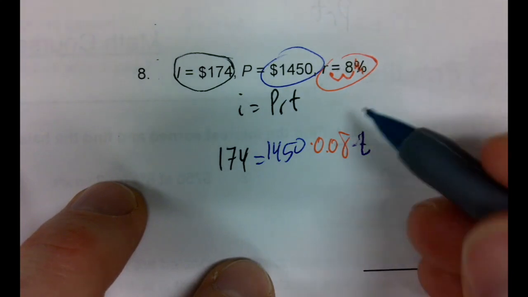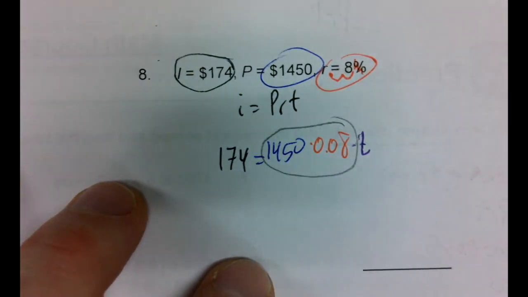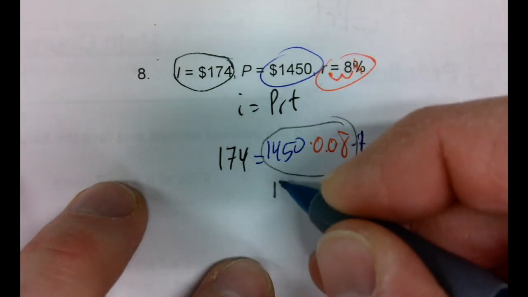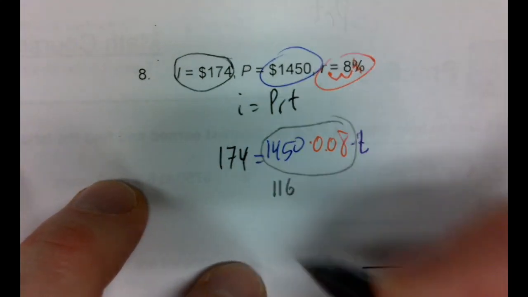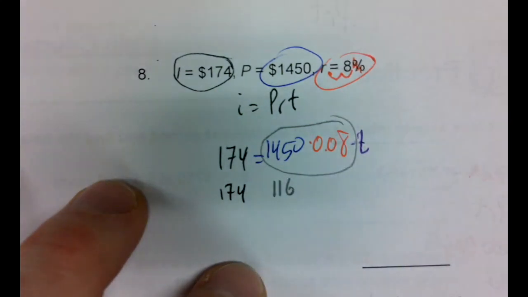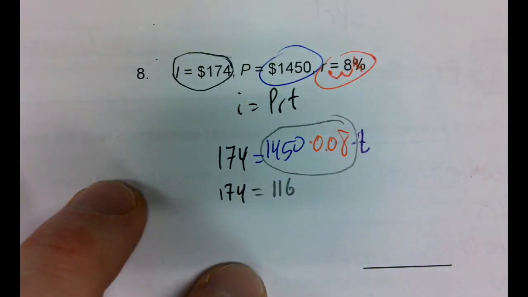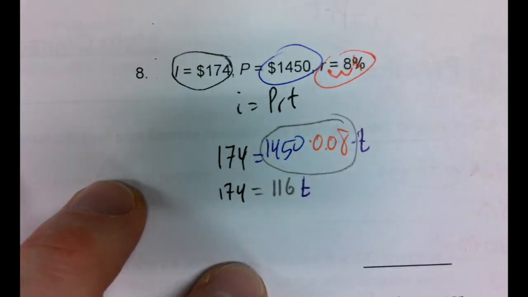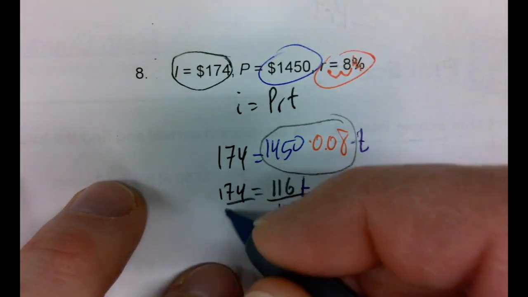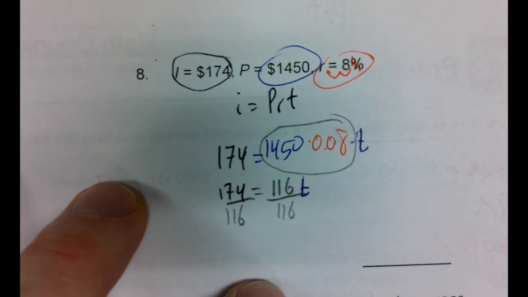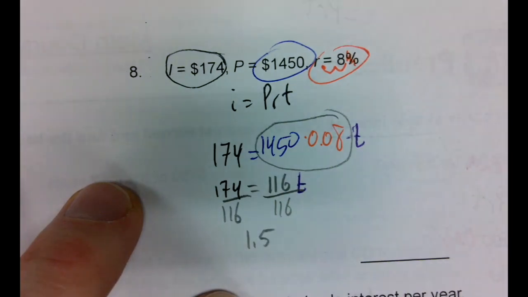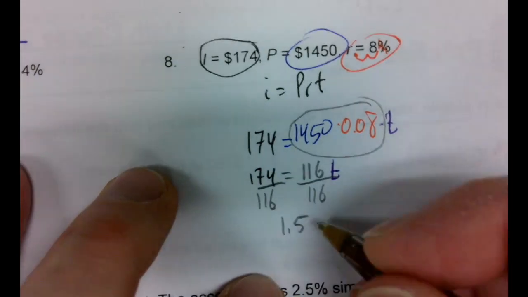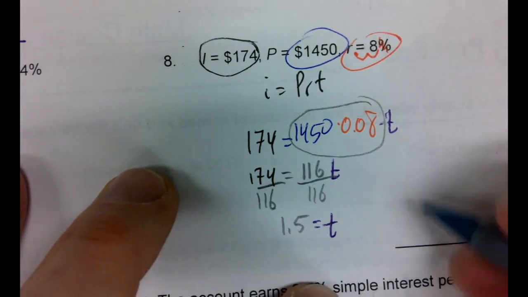Clean it up. Take those two numbers and multiply them. Again, watch the decimal, watch the zero, make sure you've got them in the right spot. Divide it on out. Leave the 174, start by multiplying it out. And then you're left with t over here. Divide both sides by that coefficient, divide by 116, and we get 1.5. 1.5 equals t. Put a label on that.